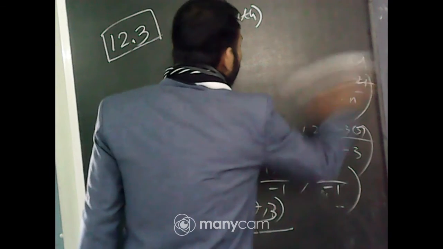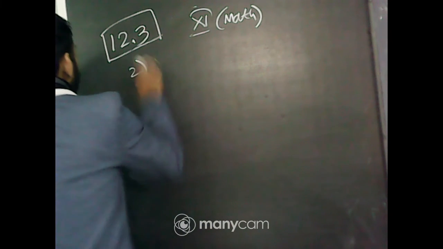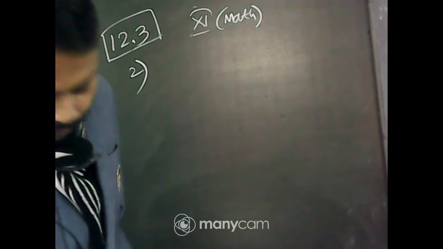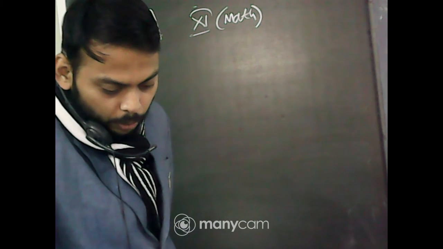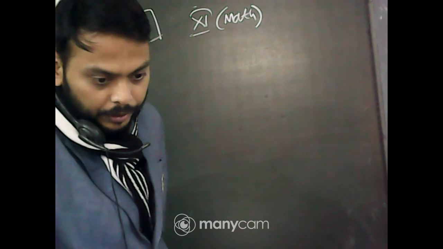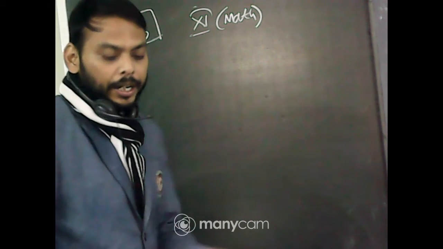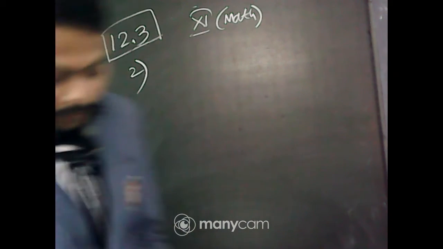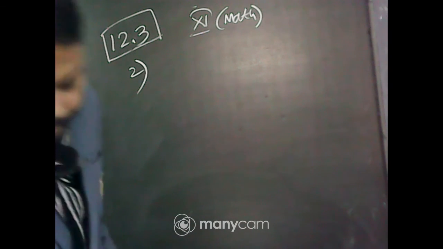I am erasing the board. Number 2. Here, given points P, Q, R, all the coordinates are given, are collinear. That means 3 points lie on the same line. Find the ratio in which Q divides PR. So let the ratio be K:1.